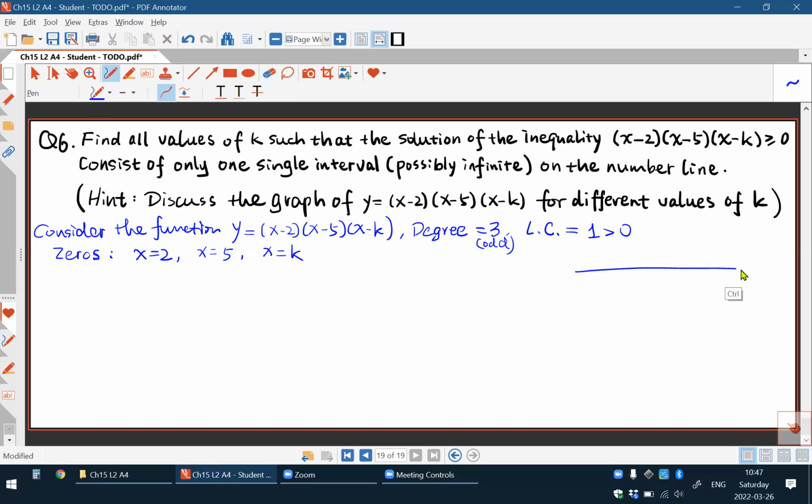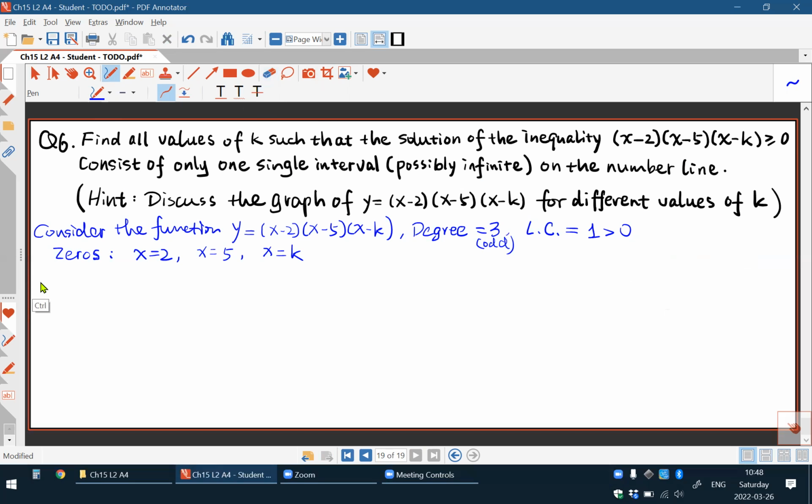Okay, let me restate, because this is our 2, this is our 5. Either k is here, or here at 2 exactly, or here between 2 and 5, or here at 5 exactly, or here if k is greater than 5. That's 5 different cases, right? So in these 5 different cases, you need to discuss them one by one to see what will happen.